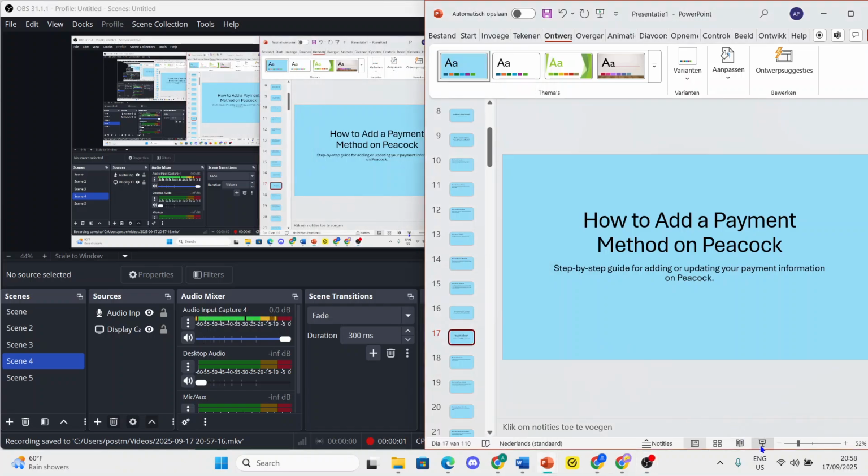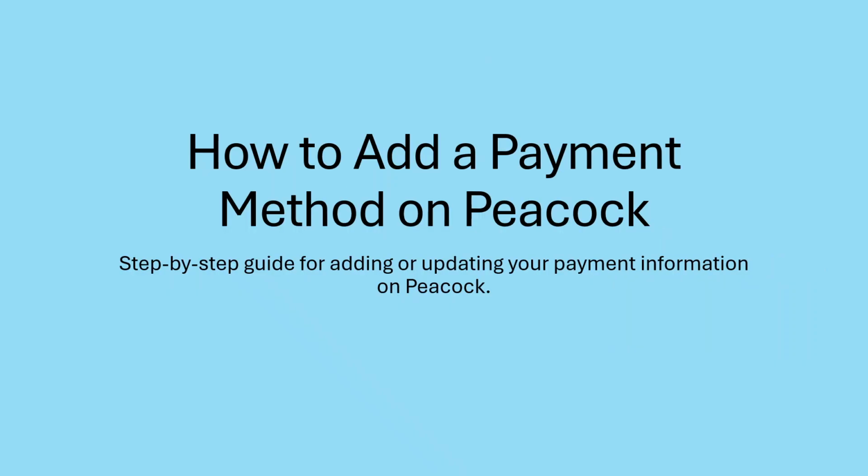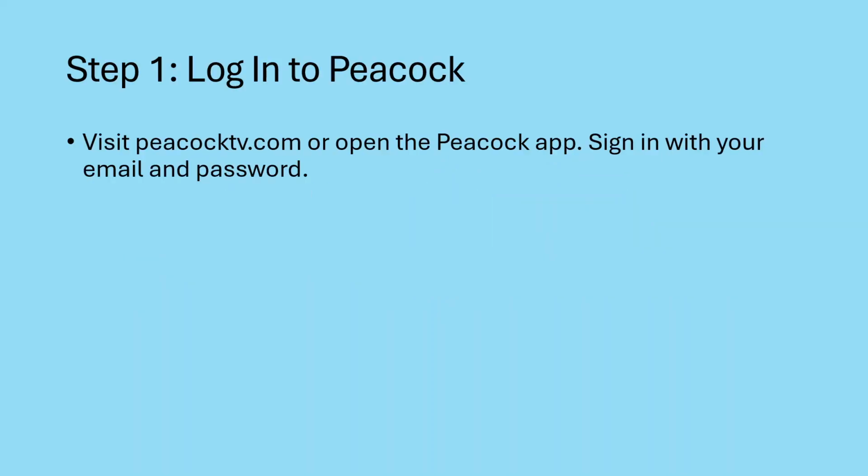In this video, I'll show you how to add a payment method on Peacock. Step 1. Log into Peacock. Visit peacocktv.com or open the Peacock app. Sign in with your email and password.